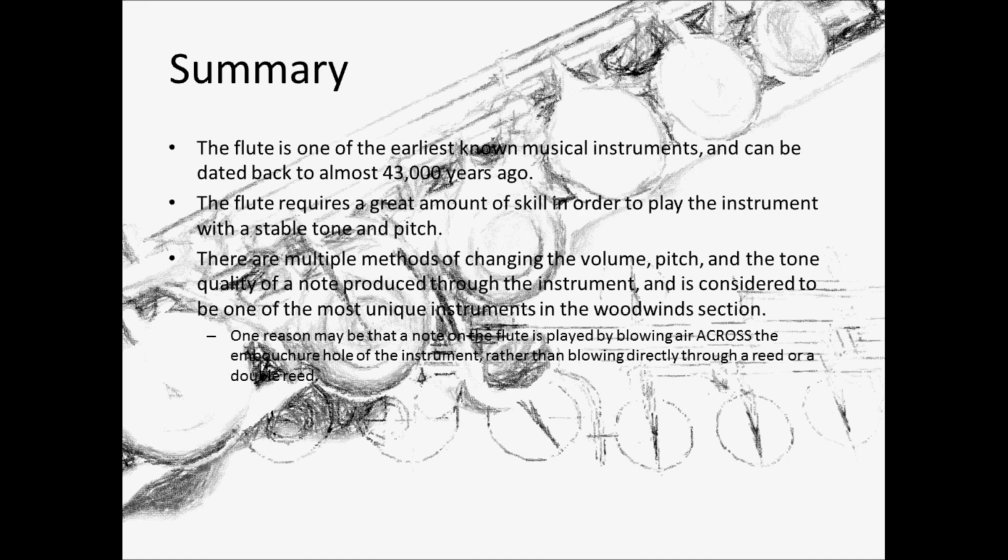In summary, the flute is one of the earliest known musical instruments and can be dated back to almost 43,000 years ago. The flute requires a great amount of skill in order to play the instrument with a stable tone and pitch. There are multiple methods of changing the volume, pitch, and the tone quality of a note produced through the instrument, and it is considered to be one of the most unique instruments in the woodwind section.